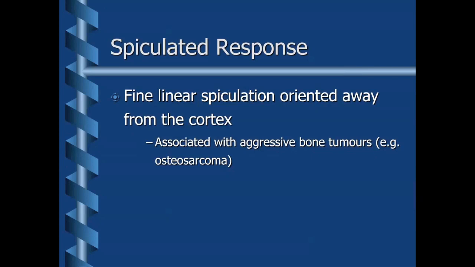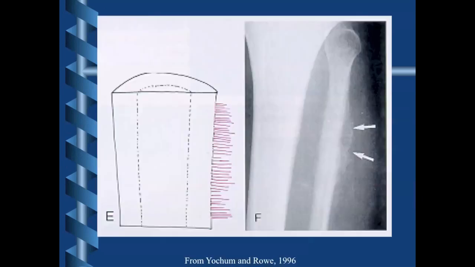The spiculated response is where you get fine linear spiculations, or spicules, which are like fine linear hairs. That's what the appearance is, and they are orientated away from the cortex. Again, this is associated with aggressive bone tumours, for example osteosarcomas, which are a highly aggressive bone tumour. So if you see a spiculated response, it's not a particularly good sign.